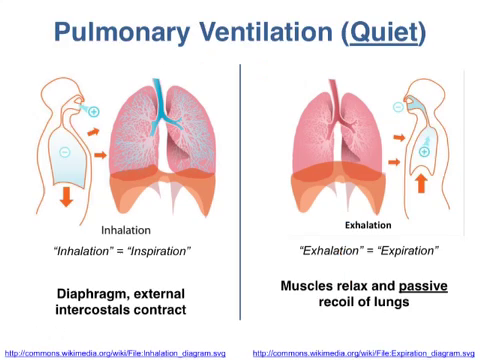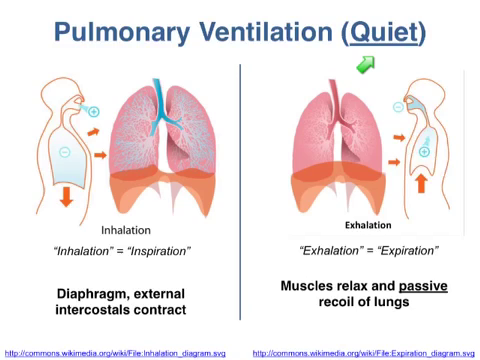Now, there are two forms of pulmonary ventilation. You can have quiet ventilation. Quiet ventilation is basically how you breathe when you're not thinking about it. Don't think of the pink elephants. Quiet ventilation is just casual, normal breathing. You're not working particularly hard, you're not forcing it.